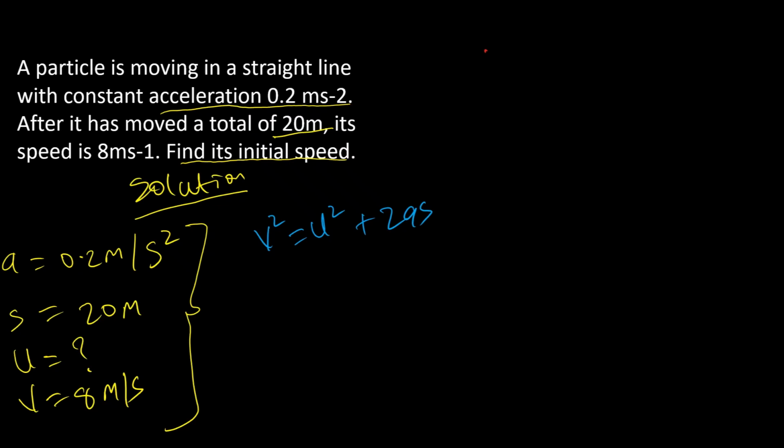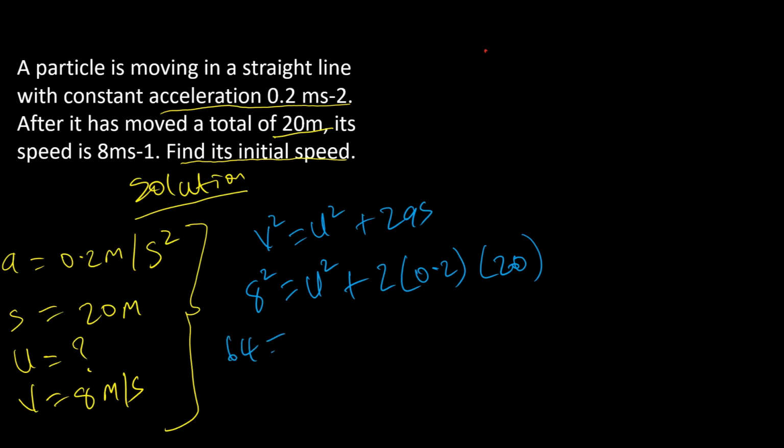Our v is 8, so we have 8 square is equal to, we are looking for u, we don't know that, u square plus 2 bracket, what is our a, 0.2, bracket, what is our s, distance, this is 20 meters. Bracket close. Now let's evaluate this. 8 square is 64 is equal to u square plus 2 multiplied by 0.2 multiplied by 20 will give us 8.